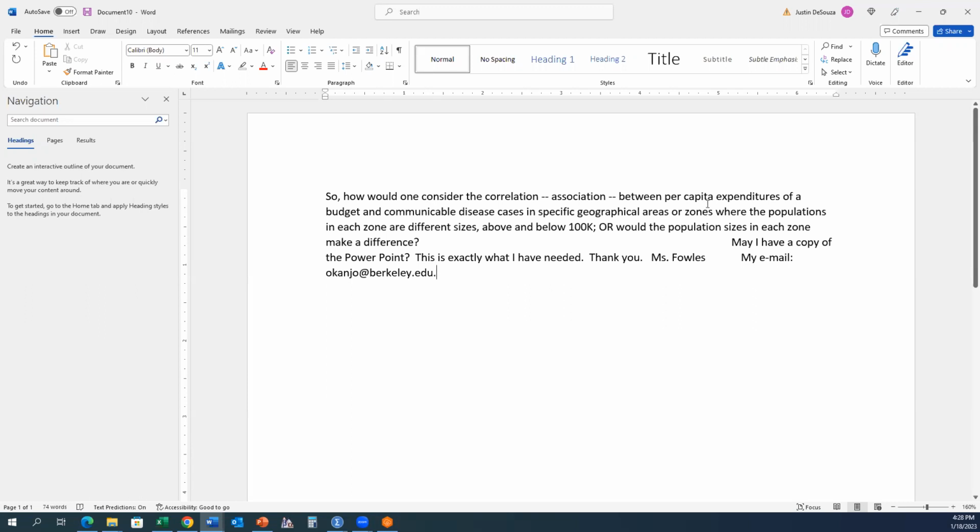It's possible you could run correlations. You know, if expenditures, that sounds like it's a continuous variable. Budget could be continuous. Disease cases could be continuous. It may be possible just to run correlations. The research question sounds a little more advanced to me. So you might have to do regressions or maybe even ANOVAs to look at differences by geographic areas or zones. So there could be a number of possibilities here.